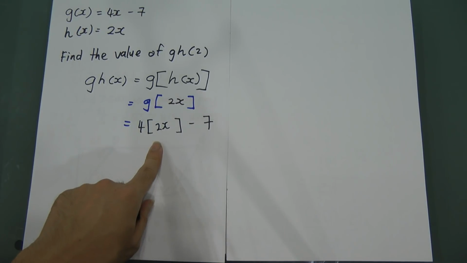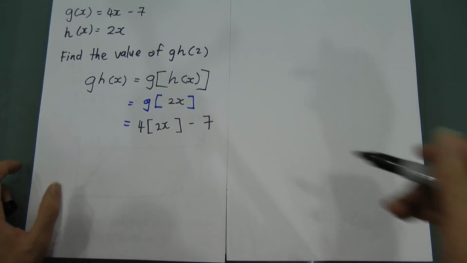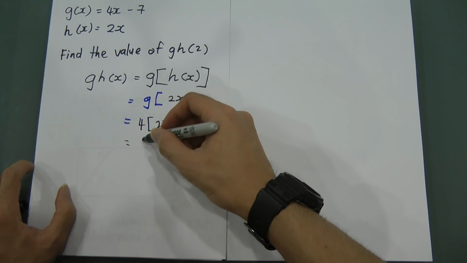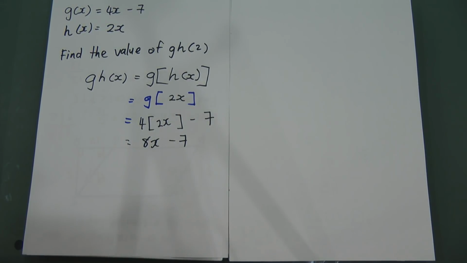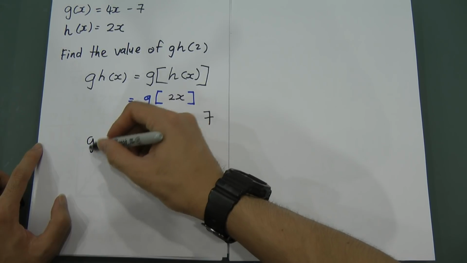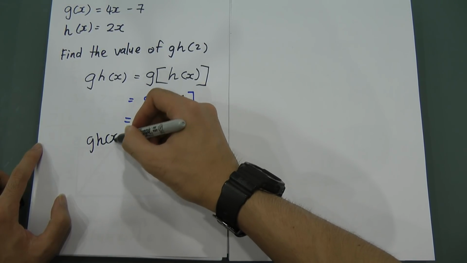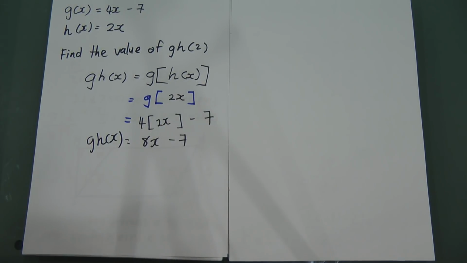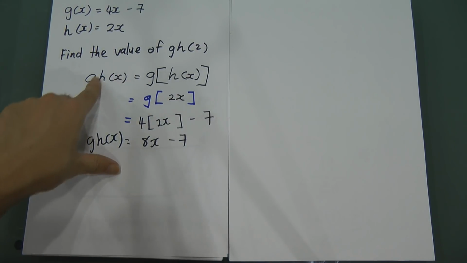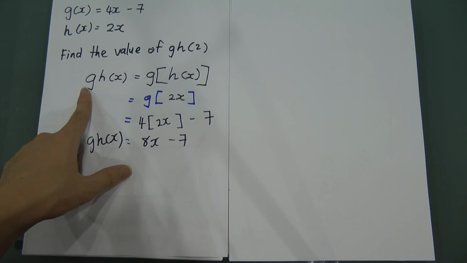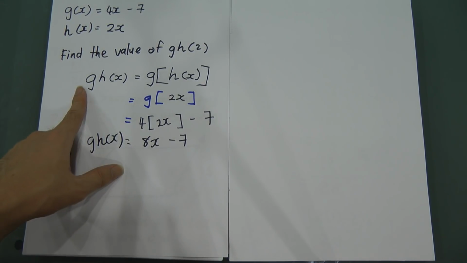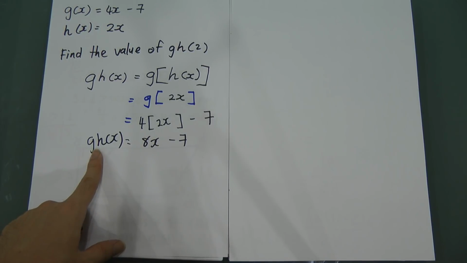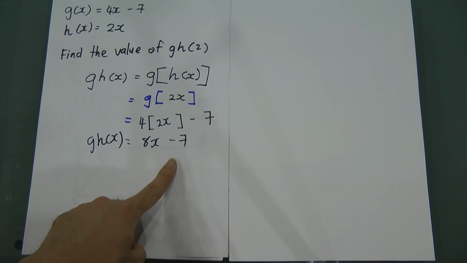This is the method to do composite function. Therefore we get 8x minus 7 for gh(x). Just substitute the behind one into g. That's all. When gh(x), it means substitute h(x) into g. So you get gh(x) equal to 8x minus 7.